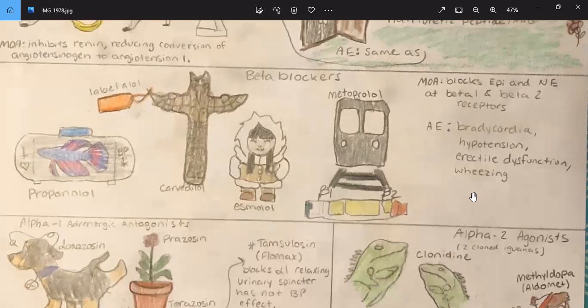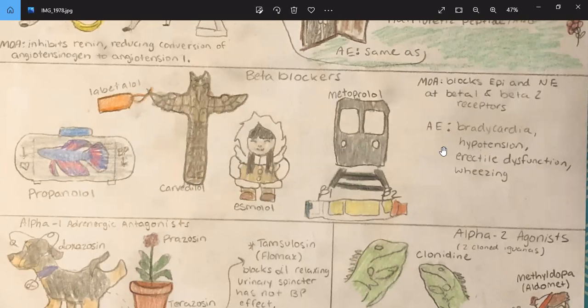So next we'll move on to our beta blockers, which we have discussed before. And so mechanism of action is that these block epinephrine and norepinephrine at beta 1 and beta 2 receptors. So again, we have our propane tank with the beta fish to help you remember that it's a beta blocker. For propranolol, we have a label for labetalol, this carved totem pole here for carvedilol, and then the Eskimo for esmolol, and then this metro train for metoprolol.